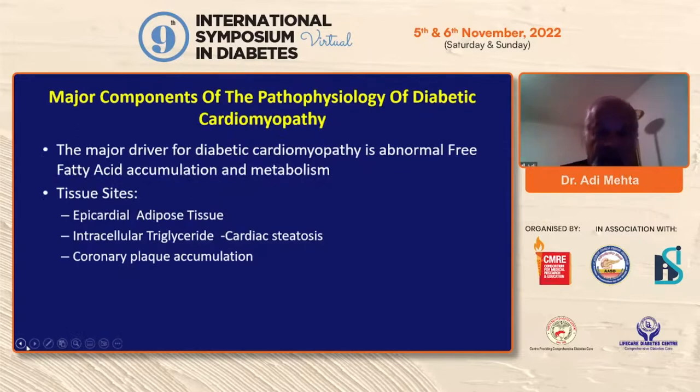So the major components for the pathophysiology of diabetic cardiomyopathy, the major driver is abnormal fatty acid accumulation and metabolism. And there are three specific sites that get involved in this process: the epicardial adipose tissue, intracellular triglyceride, this is cardiac steatosis, very akin to hepatic steatosis, and coronary plaque accumulation. And we'll go through this very quickly.